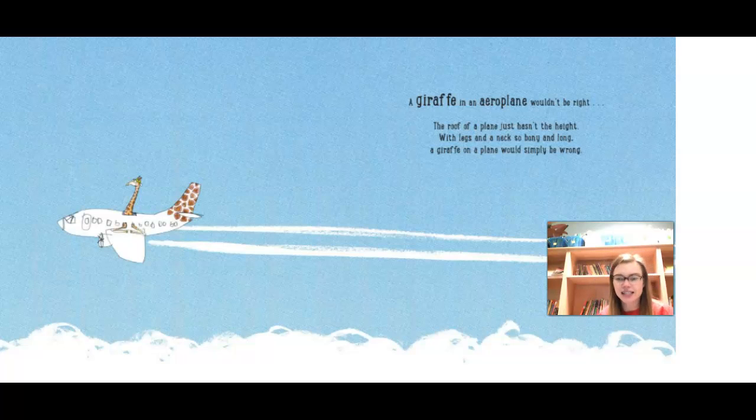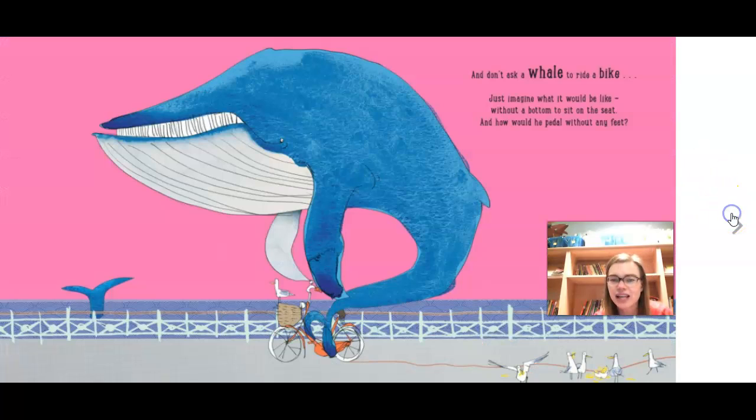Right, what's next, reception? Can you write a sentence or draw a picture and label it to show me? So pause me and have a go at that now, please. Right, reception. Let's see if you got it right. Which one's next? A whale on a bike.